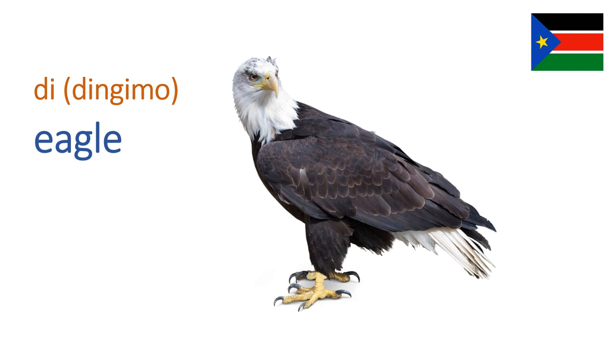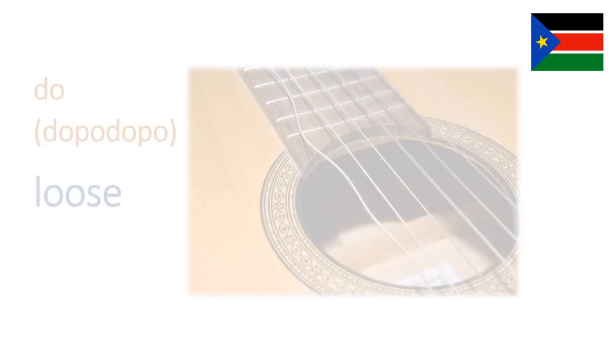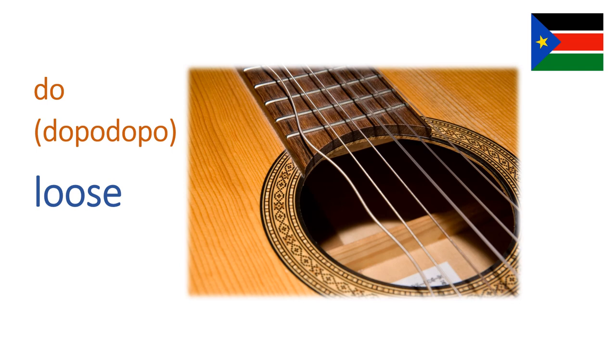Ji, jingimo, that is eagle, the bird. Do, dopo dopo, that is loose. When something is loose, we call it dopo dopo.